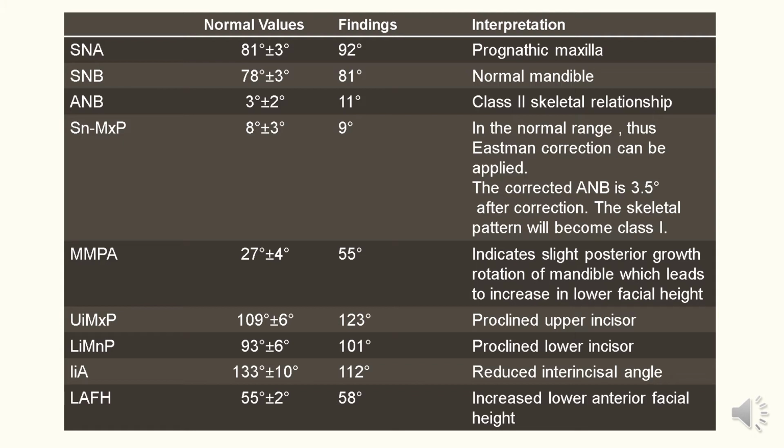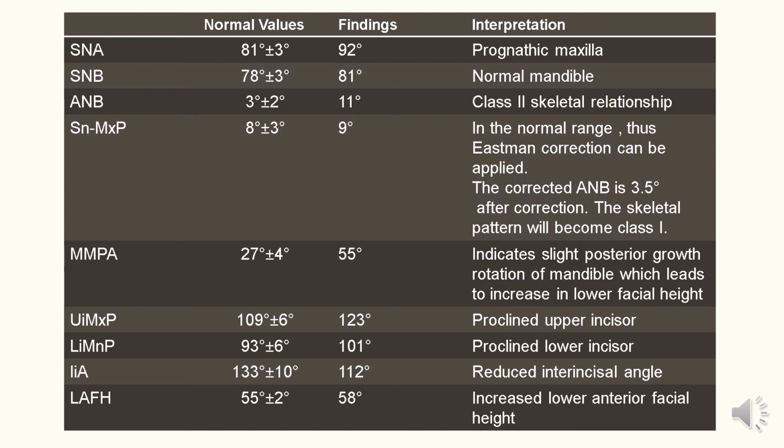For the MMPA, this patient has a high MMPA, which is 55 degrees as compared to the normal value. This might be due to the slight posterior growth rotation of the mandible, which leads to the increase of the lower anterior facial height. For the UIMxP, it is 123 degrees, which is high as compared to the normal value, and shows that this patient has proclined upper incisors. And for the LIMnP, it is 101, which is also high as compared to the normal value. It shows that this patient has proclined lower incisors.